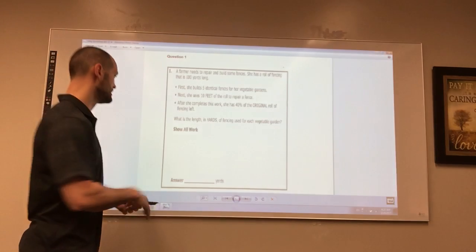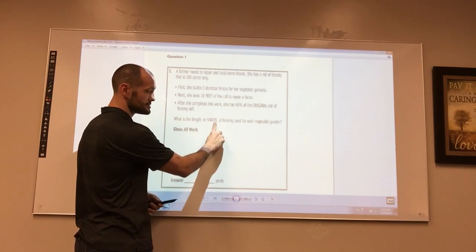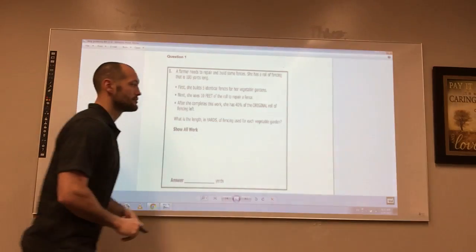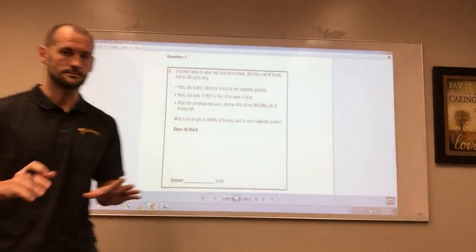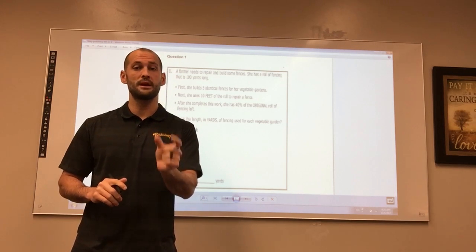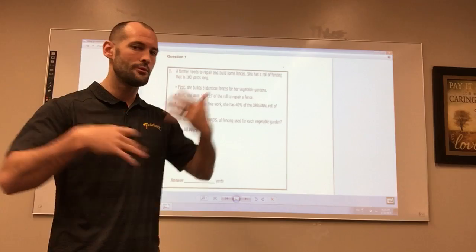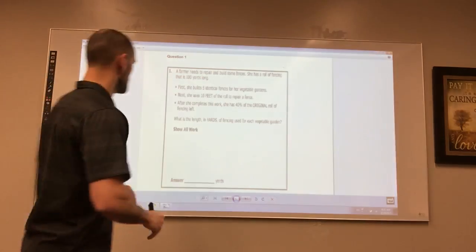Okay, so that's a lot of information we're going to unpack here in a second, but what are they actually asking? What is the length, in yards, of fencing used for each vegetable garden? So we want to know the vegetable garden. That's what they desire, so that's going to be our unknown. But before we get into that, let's really talk about all the information they gave us and how we can set that up in our minds.